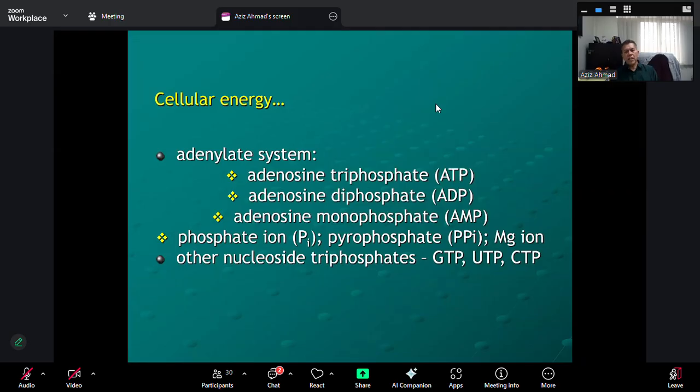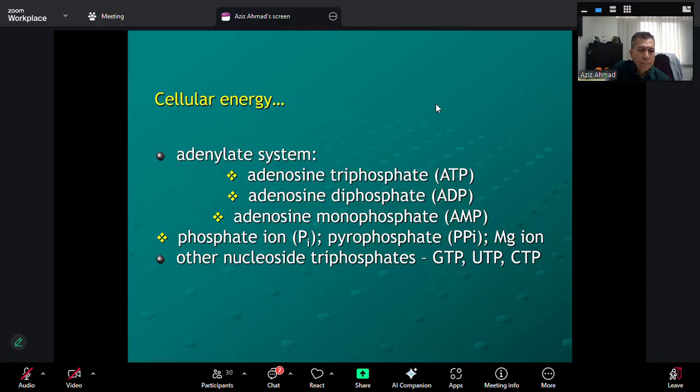Actually, there is not one single type of energy, which we call cellular energy. There are many types of cellular energy, but normally we focus on the ATP. The types of cellular energy produced or utilized during metabolism are ATP, which is adenosine triphosphate, adenosine diphosphate, adenosine monophosphate, phosphate ion, pyrophosphate, and sometimes other types of nucleoside where we change the A with G, U, or C. These are adenine, guanine, uracil, and cytosine, which are the bases.